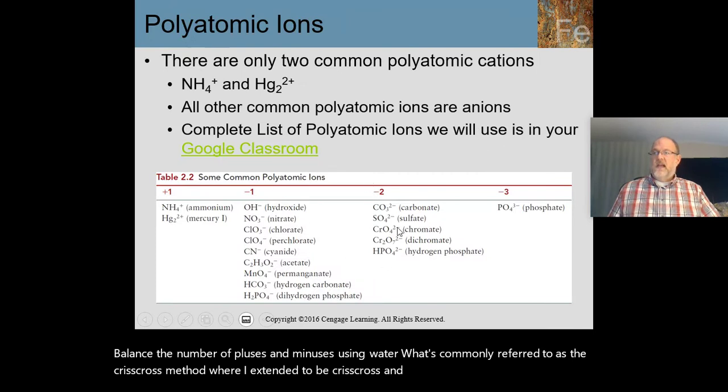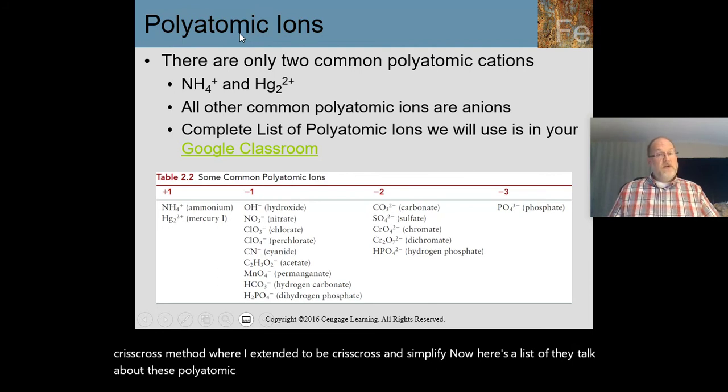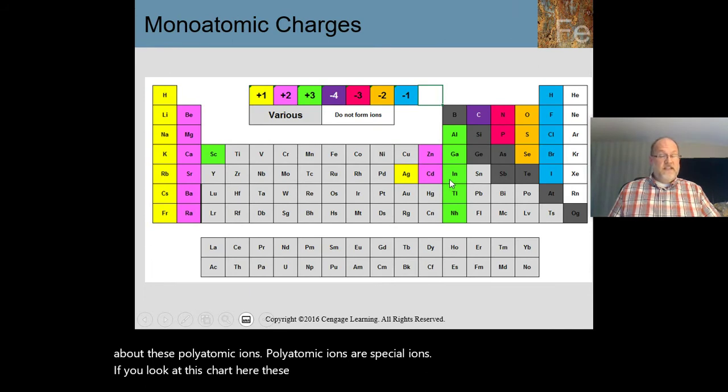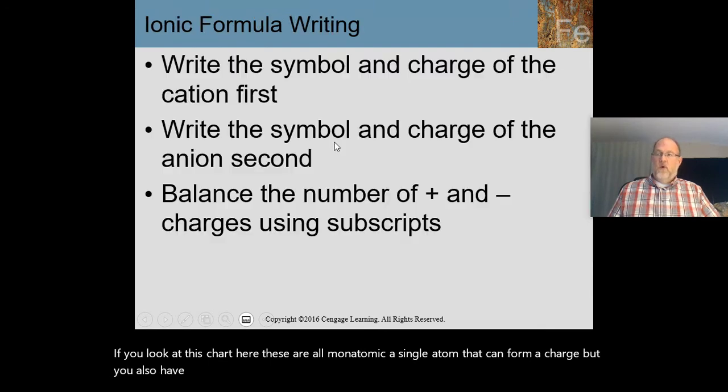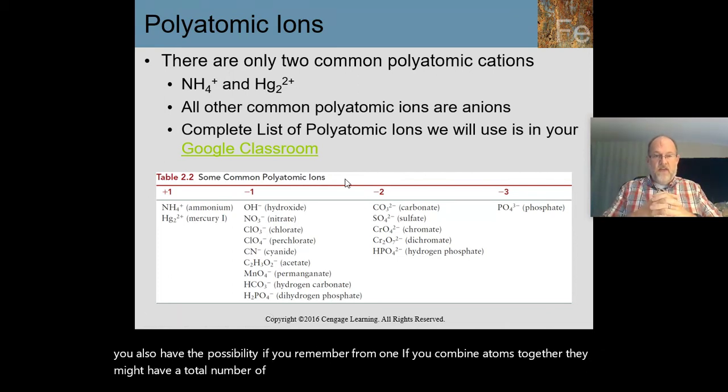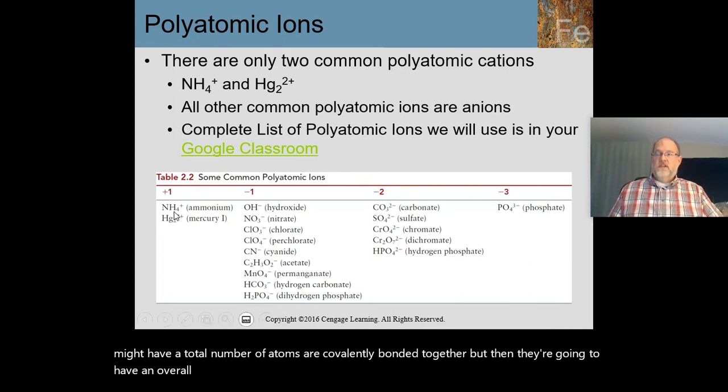Now, here's a list of polyatomic ions. Polyatomic ions are special ions. If you look at this chart here, these are all monoatomics, a single atom that can form a charge. But you also have the possibility, if you remember from Chem 1, that if you combine atoms together, they might have a total number of atoms that are covalently bonded together, but then they're going to have an overall charge. So for instance, ammonium is a very, very common polyatomic cation. There's hydroxide, nitrate, all these ones with really weird names.